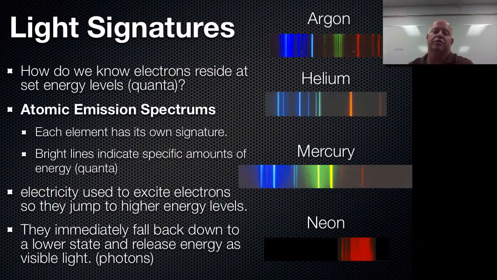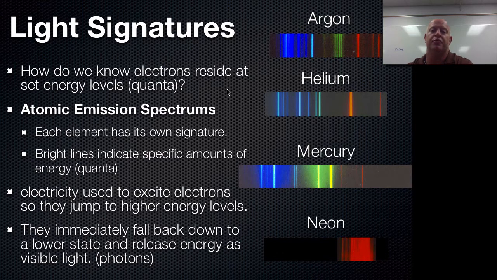Now, one of the reasons we know we have these quantized energy levels, these quanta of energy, is because of how electrons exhibit light signatures. If you energize an atom, if you give it extra energy, the electrons get excited. What happens is those electrons actually jump to higher energy levels.